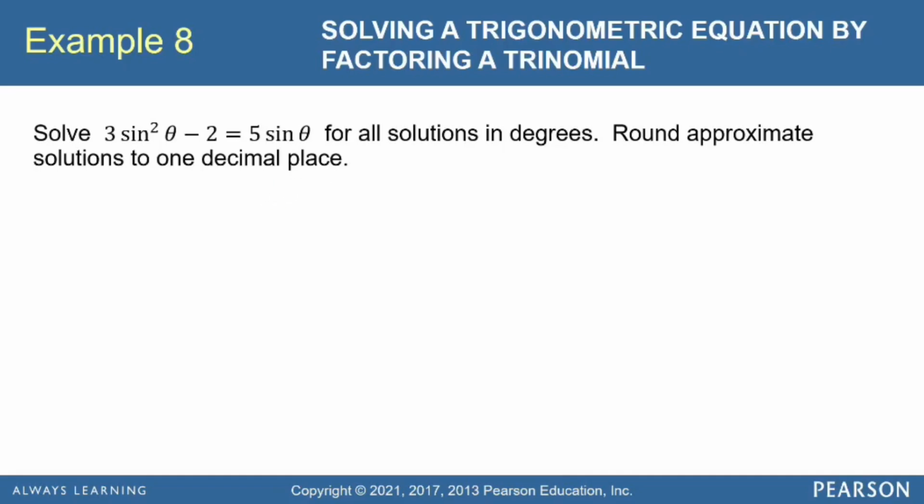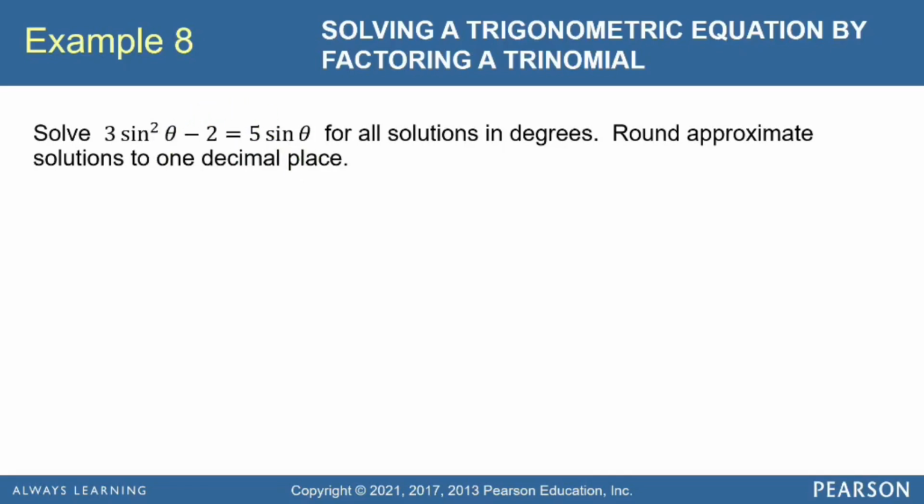Okay, now as I start to think about what approach to take to solve this equation, I notice that I have a sine squared theta here. So that tells me that this equation is nonlinear in form, and that tells me that there's probably going to be factoring involved. So I know that I'm going to have to bring all the terms to one side of the equal mark, so I'm going to take this 5 sine theta and move it to the left.